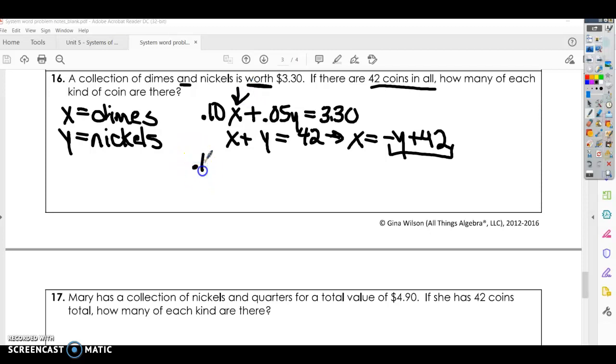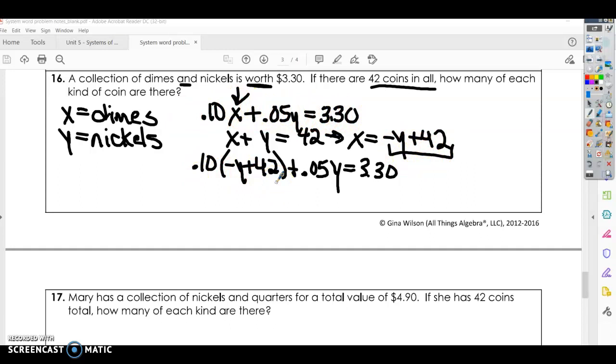So I'm going to say 10 cents, in place of X, I'm going to put negative Y plus 42, and then bring down the rest of the equation. So what we did was substitute for X, but I still have 0.05 Y, and then equals $3.30. So all we did was take out the X and replace it, and the first equation should be the same.